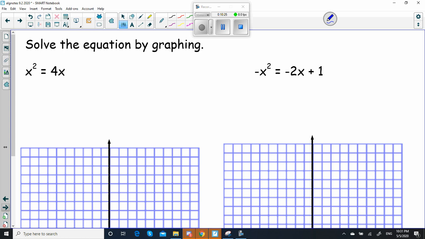And remember, you don't want to put parentheses because parentheses mean that it's an ordered pair, and these aren't ordered pairs. These are actual solutions or roots or zeros. All right, 2 more, and then we're finished.